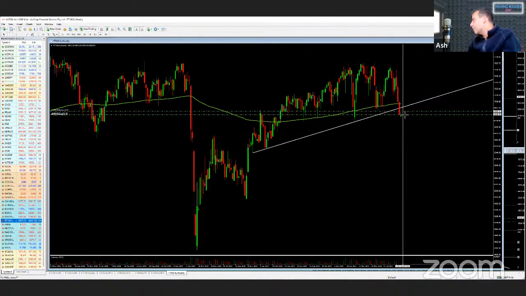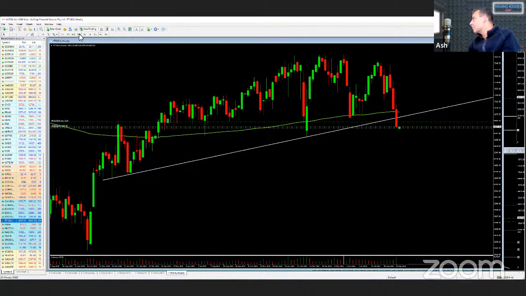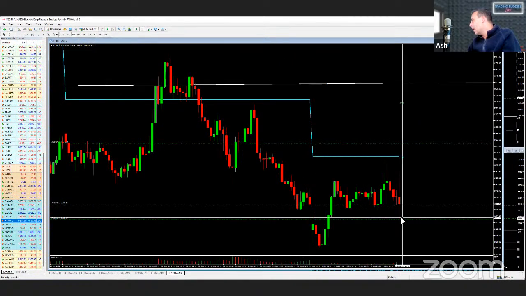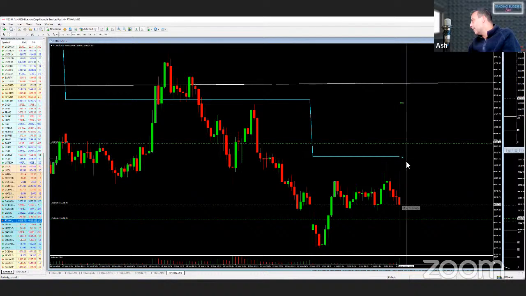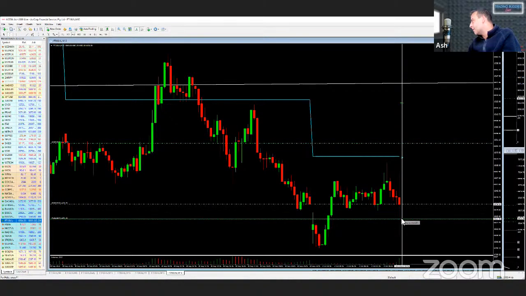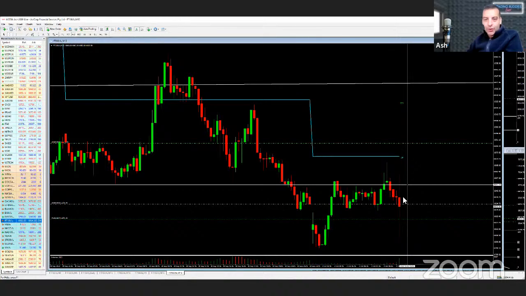Which we're also below. So we may well come back and try and test this trend line, if we're going to break down at all. I don't know if we're going to break down, but I have taken the short, and I was probably a little bit early. I was already in here. This is my hedge trade, and this is the selling trade here. So I am short on the FTSE. So there is a trade in the FTSE short.